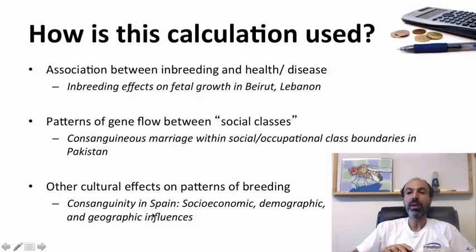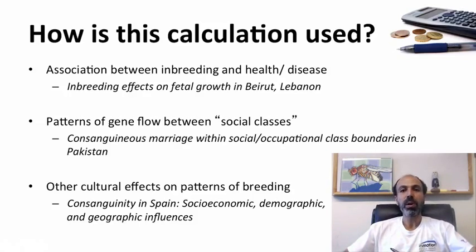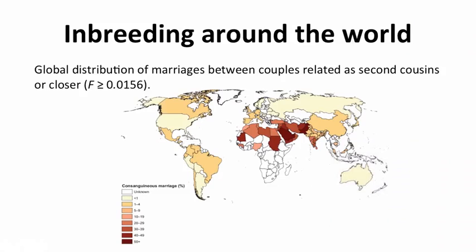And you can look at other cultural effects and patterns of breeding. So here's one from Spain, where they're looking at socioeconomic, demographic, and geographic influences. Patterns of inbreeding around the world differ, often associated with cultures. This shows the global distribution of marriages between couples that are related as either second cousins or more closely related than second cousins. If you have a second cousin mating, then F would be on average 0.0156. And we see that there are some areas where you have a lot of marriages among related individuals. So as you see here in Saudi Arabia and Afghanistan, they see a lot. There are some areas where you see very, very little of it, such as, for example, the United States, Australia, and Russia.